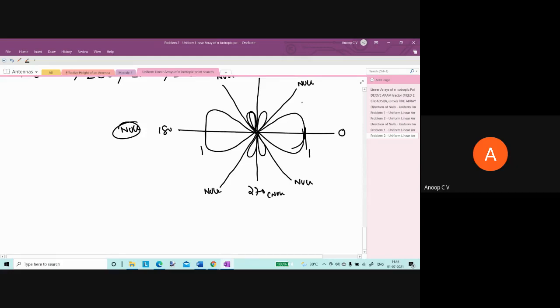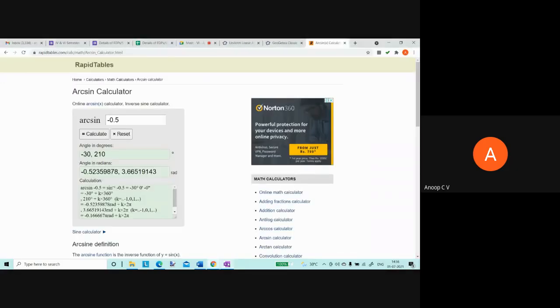So this is 60 and minus 60, 120 and minus 120, and 90 and minus 90. These are the directions of null and these are the maxima. So this is how you will plot. These are the maximum cases which you may get for N equal to 4. These are the cases you may get.